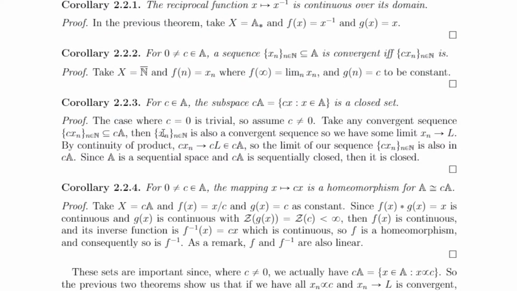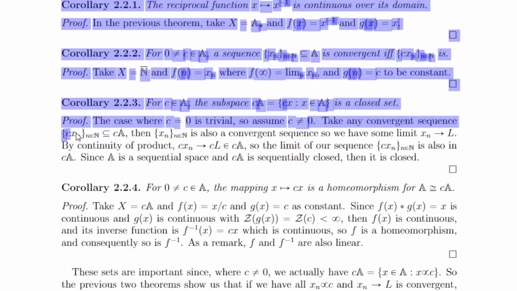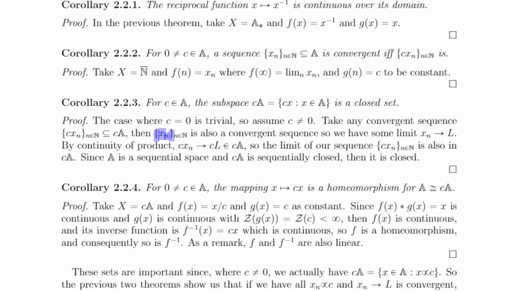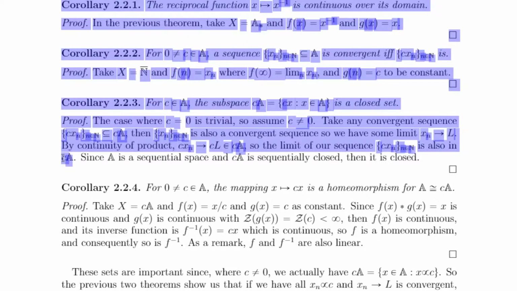Because this is convergent, x sub n is also convergent, and that's by our previous corollary. This sequence x sub n is convergent if and only if c times x sub n is convergent. So if c times x sub n is convergent, then the x sub n is convergent. Because the x sub n is convergent, then there's some limit. We have some limit x sub n limits to L, so some L inside of our space A. By continuity of the product, because x sub n limits to L, then c times x sub n limits to c times L, but c times L is just in the space c times A. So the limit of our sequence, c times x sub n, is also in c times A.